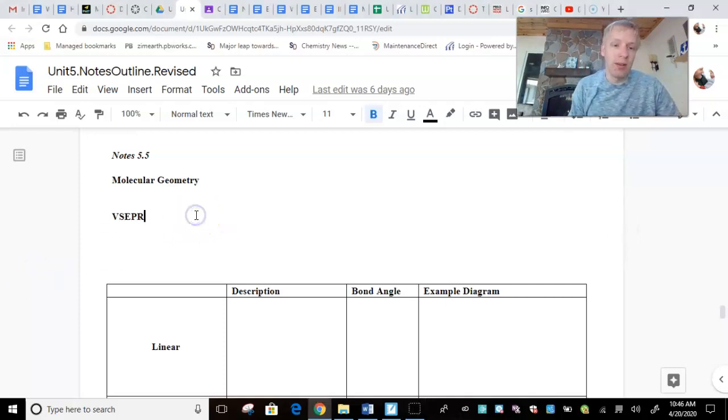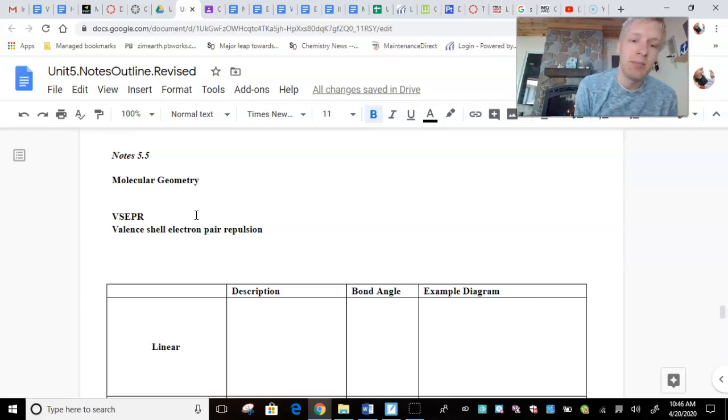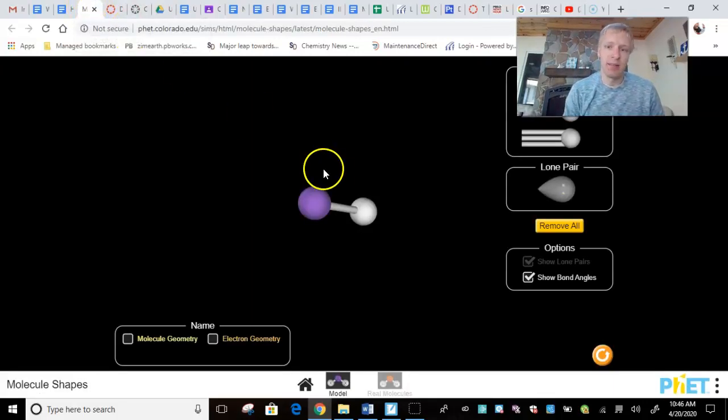So what does VSEPR stand for? It stands for valence shell electron pair repulsion. Valence shell electron pair repulsion. And essentially what it is, I got this little model diagram.